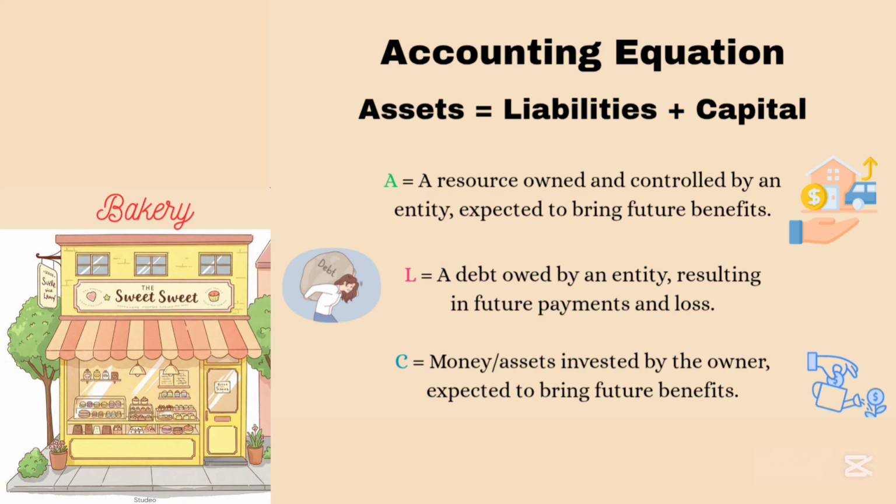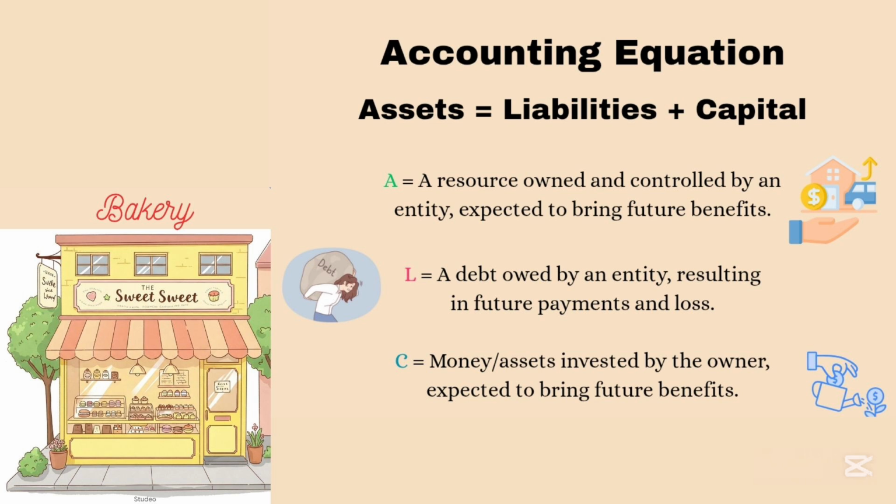Accounting equation: assets equal liabilities plus capital. An asset is a resource owned and controlled by an entity expected to bring future benefits. A liability is a debt owed by an entity resulting in future payments and loss. Capital is money invested by the owner expected to bring future benefits.